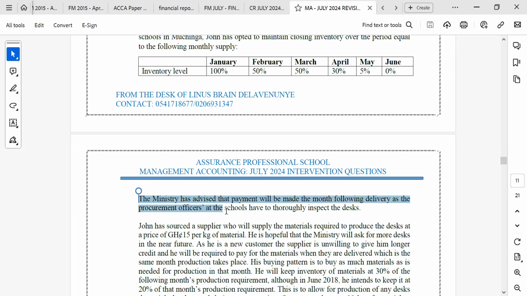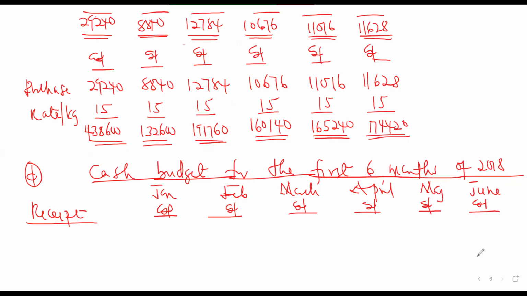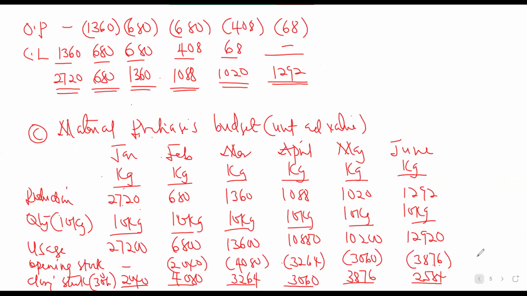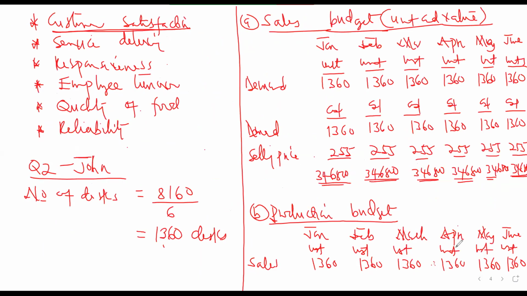The ministry has advised that payment will be made the month following the delivery, as the procurement officers at the schools have to thoroughly inspect the desks. So it means that if you deliver today, they have to inspect and give you the money the next month, which is the month following the delivery. So let's go to the sales that we are making in January. What is the sales value in January? I'm sure we have prepared the sales budget. That is what?